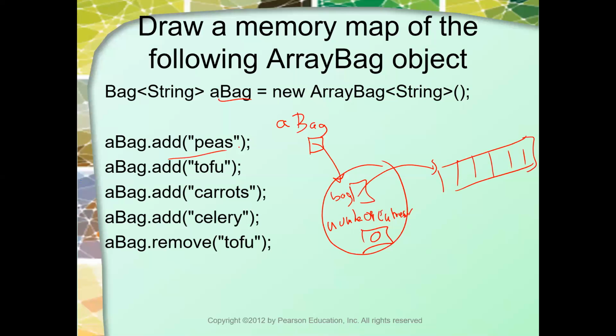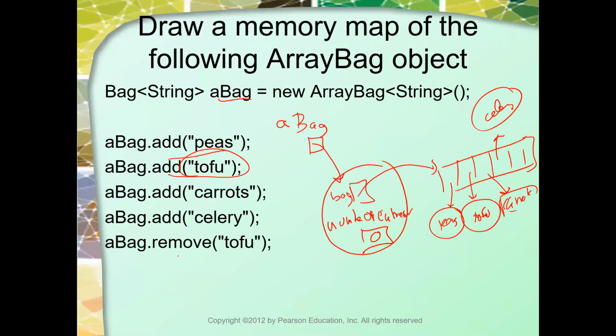So if we add peas to it, that's a string. We're going to have an object called peas here. If we add tofu, tofu is going to be stuck in the next one. Carrots and celery, all that is done in order. Let's do that this way.